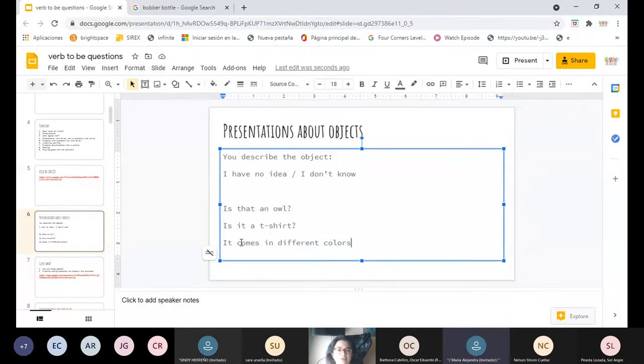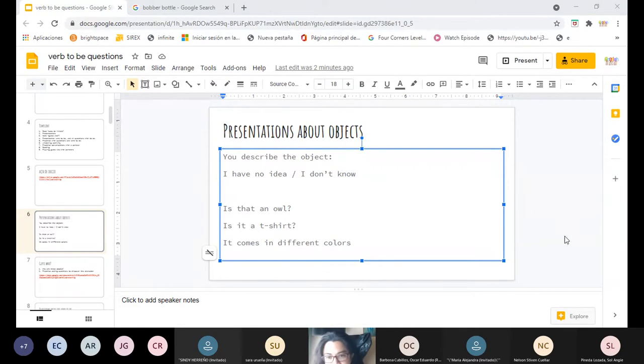Okay, guys, do you have any idea what Alejandra's object is? Teacher, is it a book or a notebook? It's a book. Very good, Alejandra. Okay, Nelson, you're too smart for this game. Nice description. Remember to say it is or it comes in different colors. Good. Let's go with Jimena.